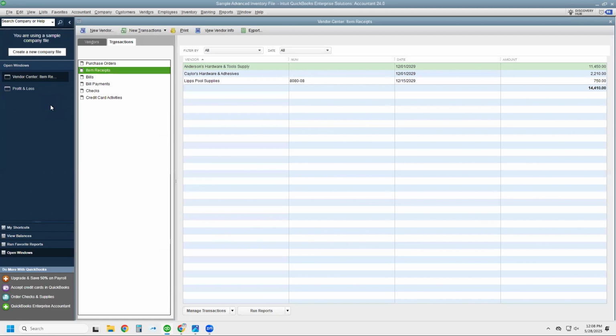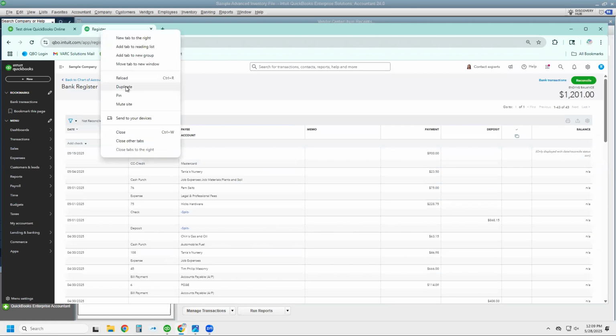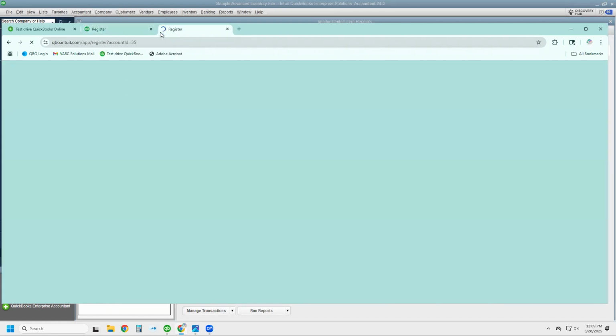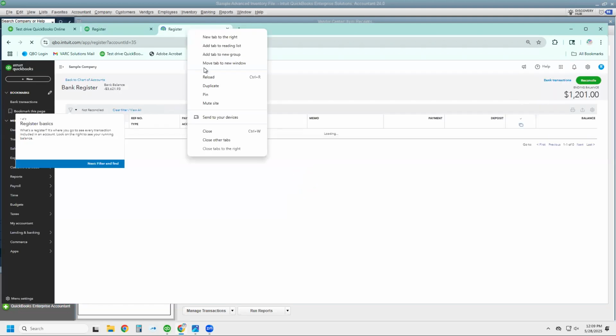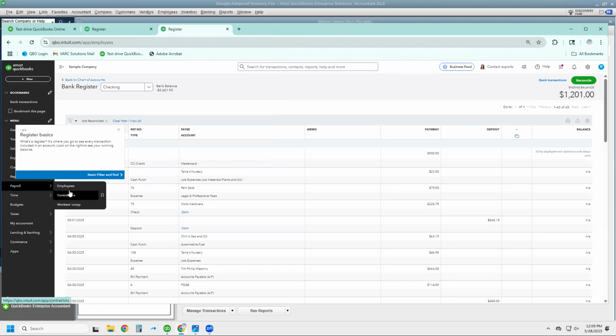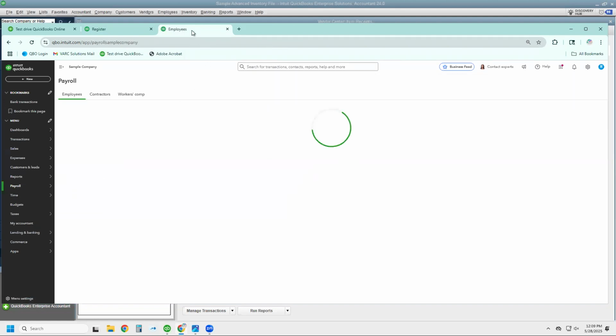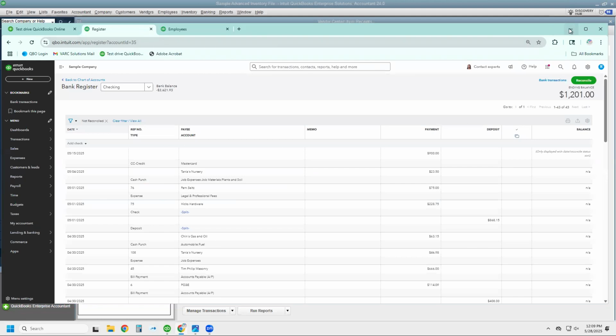In QBO, they don't actually have this, but if you are interested in doing that, what you can do is duplicate your tab through your browser. It's quite literally right-click, duplicate, and then go to whatever you want on this tab. And then you can flip back and forth. So same thing in both, just a little different way to get there.